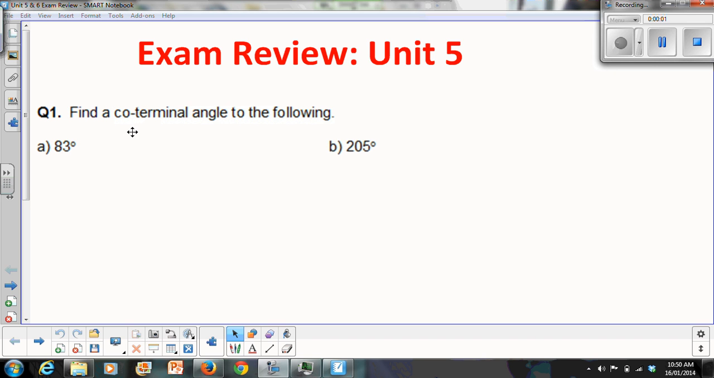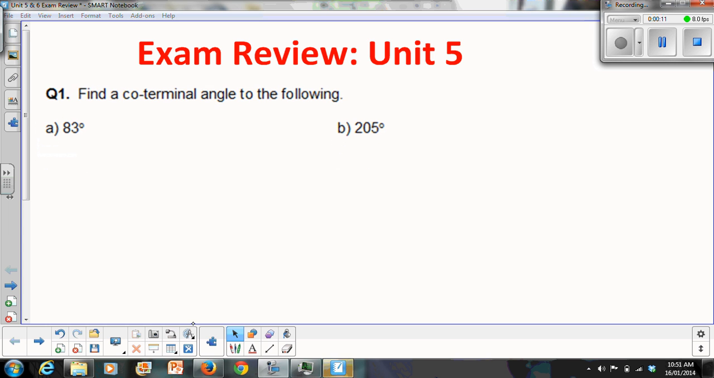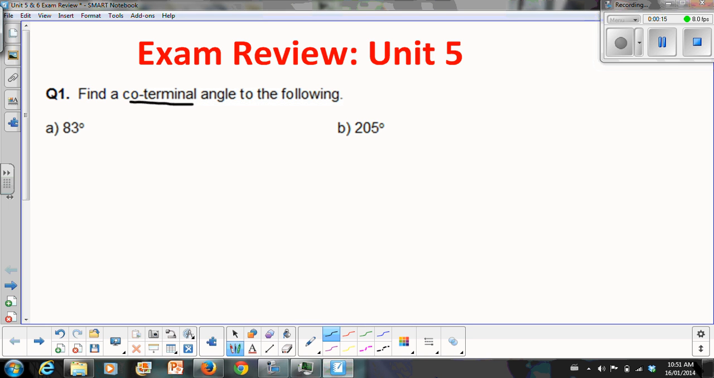So for Unit 5, we are doing trigonometry again, but this time we're looking more at the unit circle. Our first example is that we have 83 degrees, and we're asked to find a coterminal angle. If you want to see a visual, 83 degrees is in quadrant 1, close to the 90-degree line. So this is just a sketch.